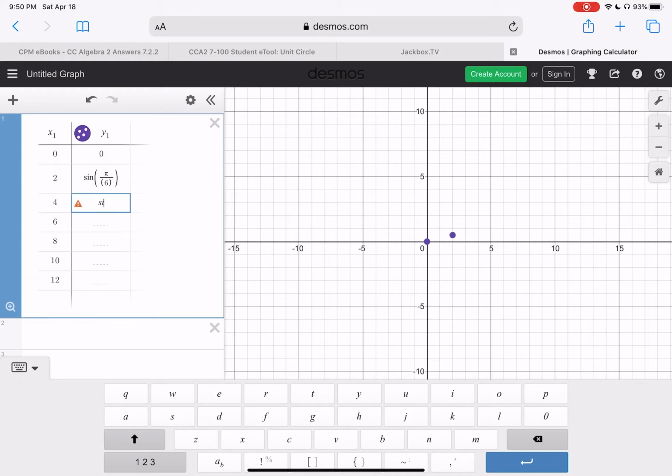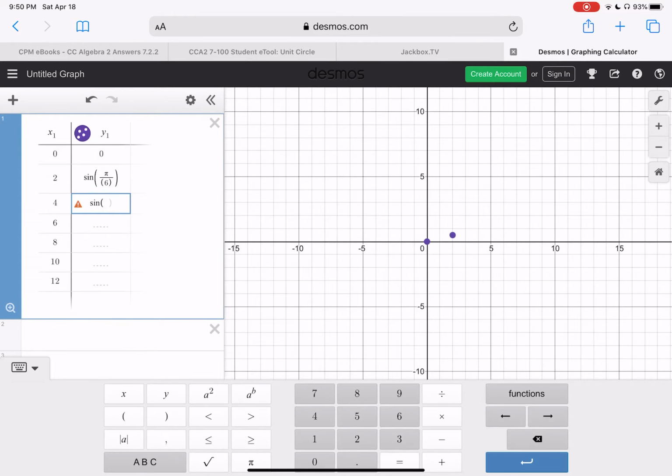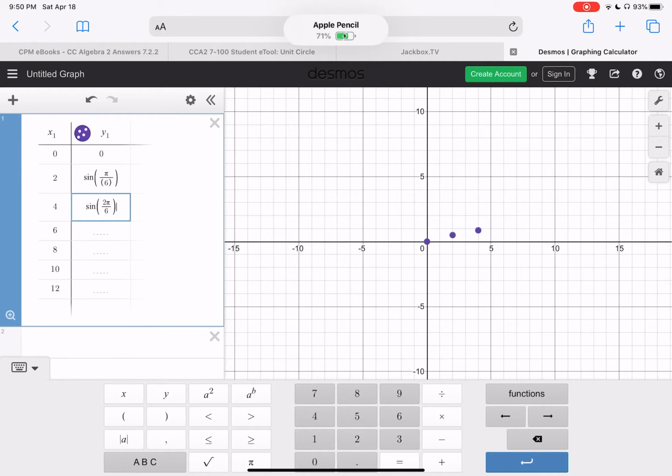Sine of 2 pi over 6, and so on. Go ahead and finish typing in the table on your own. Pause the video to do that and then come back.